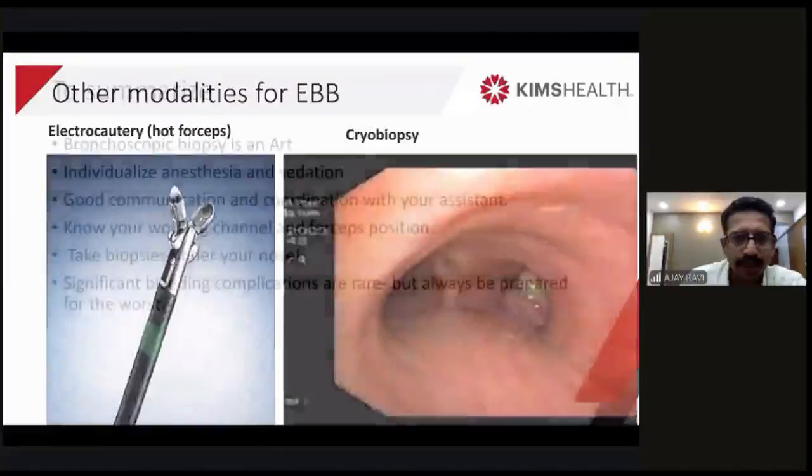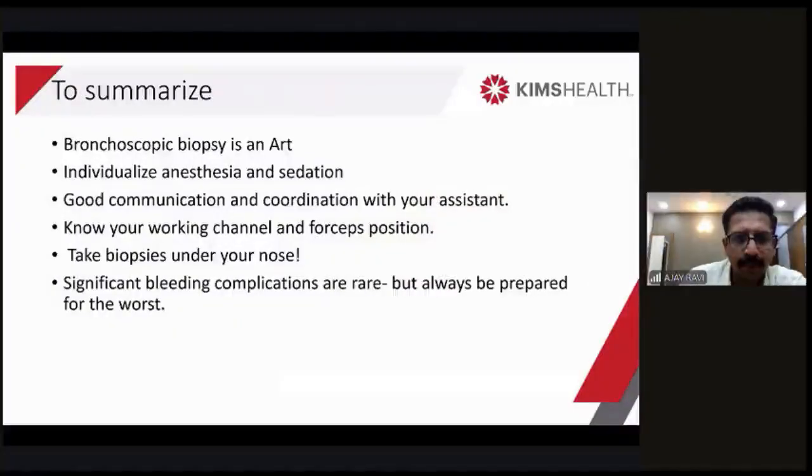There are other modalities. It is easy, but you could say it is an art, and you should have the skill to take a biopsy. If you say EBUS, anyone can do an EBUS, but forceps biopsy, if you want to do it properly, is an art. You need practice. You have to have coordination with your assistant, and know your working channel, and take the biopsies under vision. Bleeding complications are usually rare, but you have to be prepared for the worst.